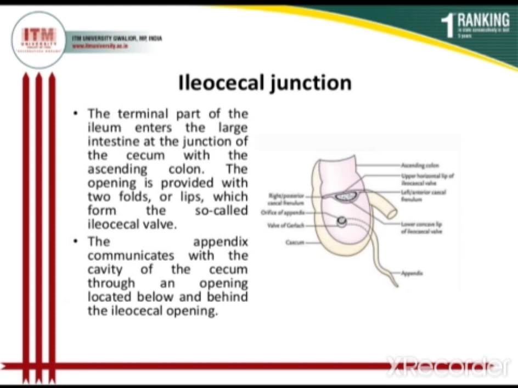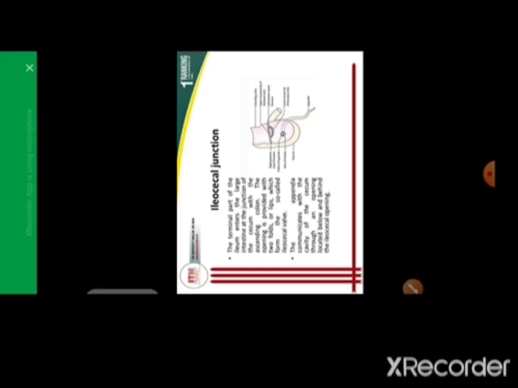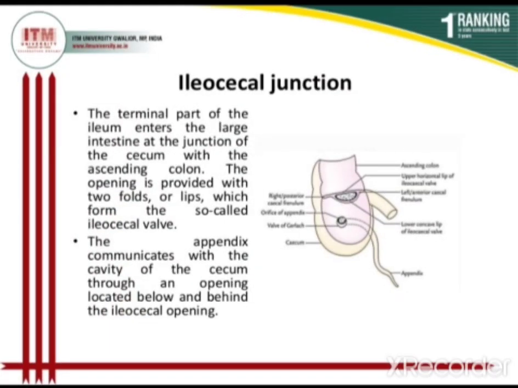Now next is the ileocecal junction. The terminal part of the ileum enters the large intestine at the junction of the cecum with the ascending colon. The opening is provided with 2 folds or lips which form the so-called ileocecal valve. The appendix communicates with the cavity of the cecum through an opening located below and behind the ileocecal opening.